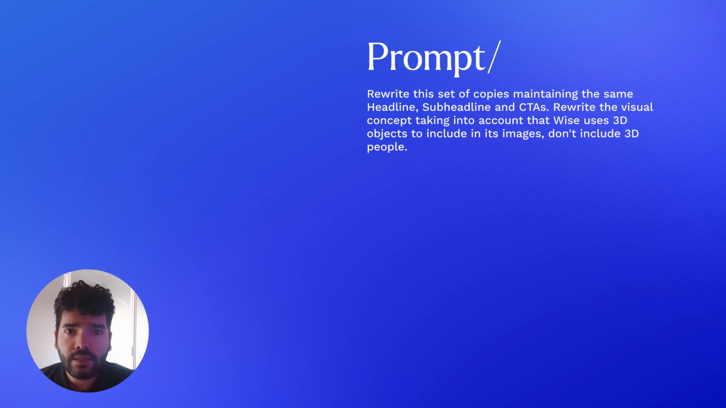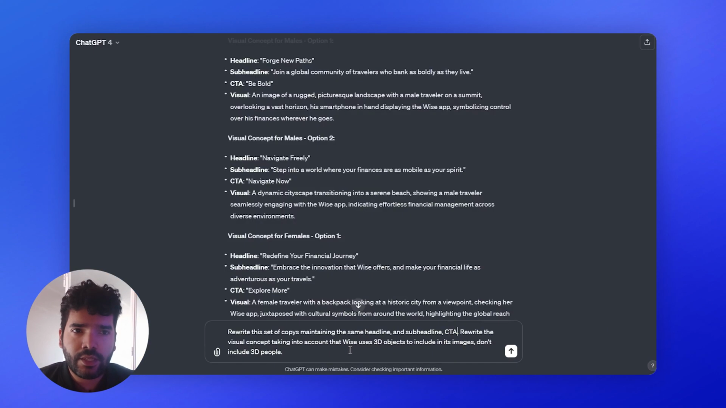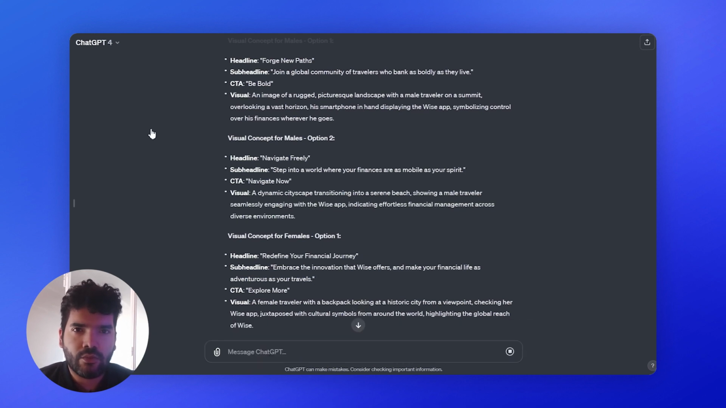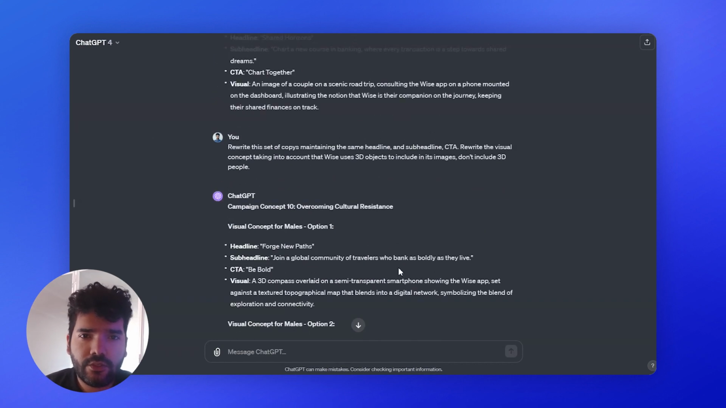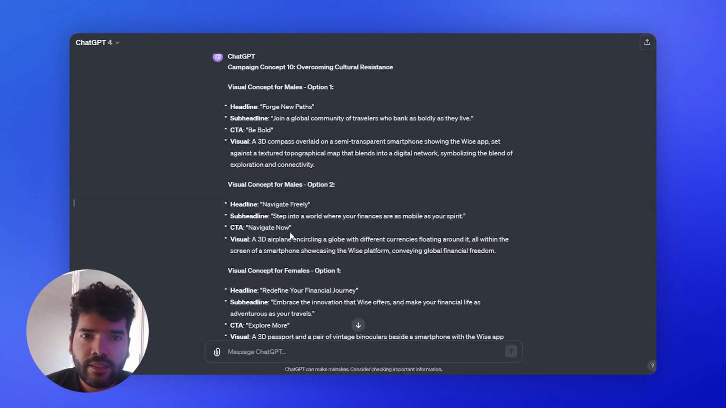So let's also ask ChatGPT to provide us some concepts that don't include people and are only based on 3D icons, which would help us generate something more similar to what we were asked in the beginning. As you can see in these new results, the length of the CTA was addressed, and the visual concepts that ChatGPT is providing us are based on 3D icons. That is what we need to deliver this campaign.